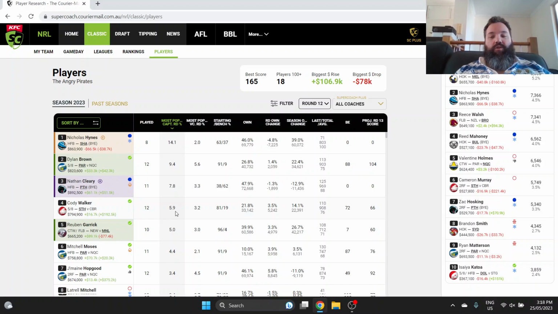If you've got him, he could be a really good option. Reuben Garrick, that's a bit more of a point of difference option, I think. He has shown the ability to score a bit flat, but if Manly do play well and score well against Newcastle, Reuben Garrick will probably inevitably be involved.